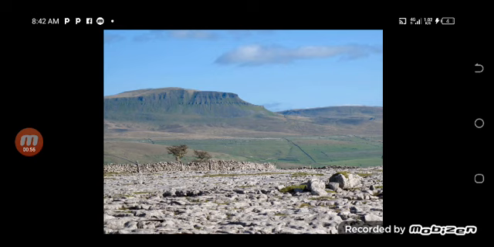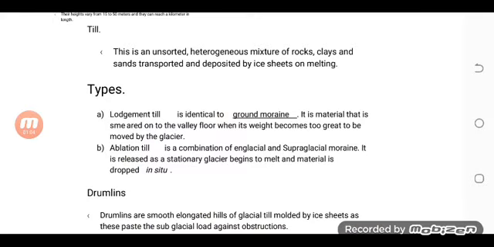Another deposition feature is till, also known as boulder clay. Till refers to the unassorted mixture of rock, clay and sand. It's carried on the surface, within or below a glacier or ice sheet, and is deposited directly by a glacier. So once it melts, it will deposit the unassorted mixture of rock, clay and sand. Its composition may vary greatly depending on the source of its materials and the area over which the glacier has traveled.